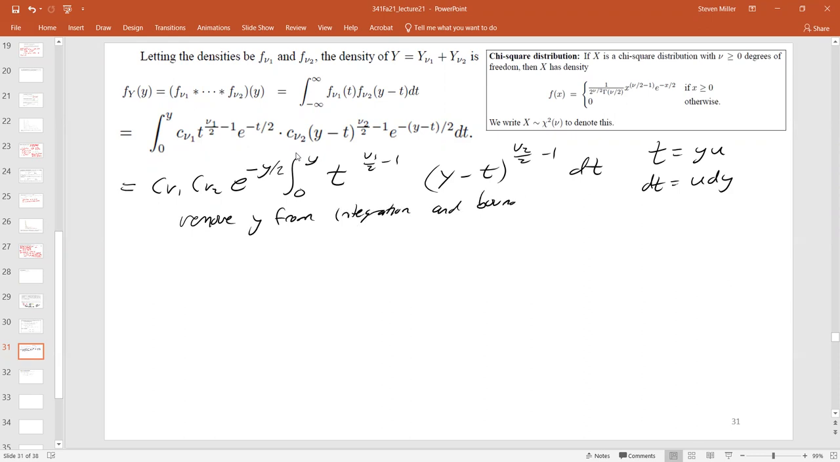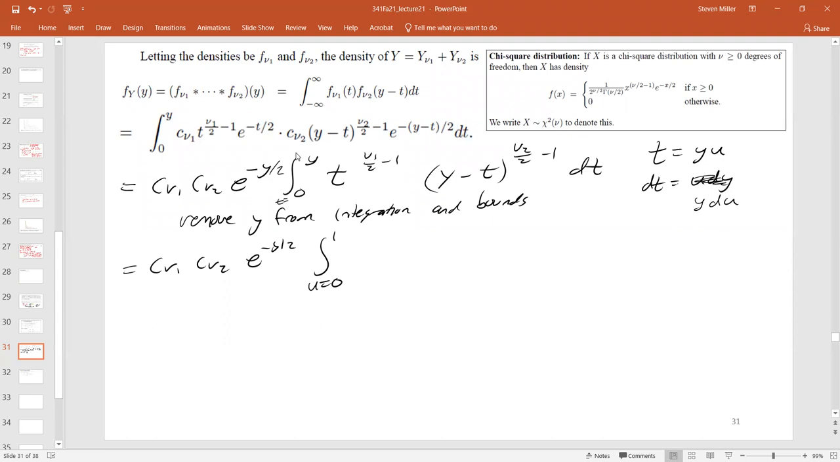So if I do this, I get c nu 1, c nu 2, e to the negative y halves. And now, instead of t going from 0 to y, we now have u going from 0. And how high does u go up to? So this is not y, this is u. So if t equals u times y, when t equals y, what does u equal? Equals 1. Oh, yes. It should be y du.